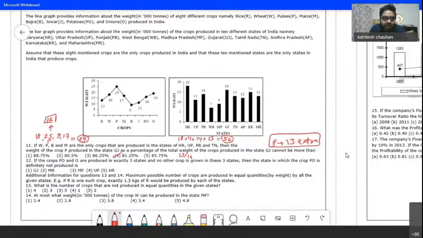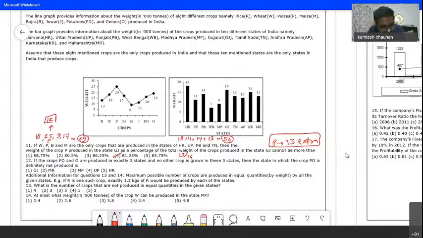So how much we can maximum produce P in Gujarat is 69 minus 56, 13. Because in HR, UP, Punjab and Tamil Nadu, we cannot produce anything else apart from these 4 crops. So maximum we can produce 13 units of P in Gujarat. So Gujarat's maximum percentage contribution for P can be 13 out of 60.